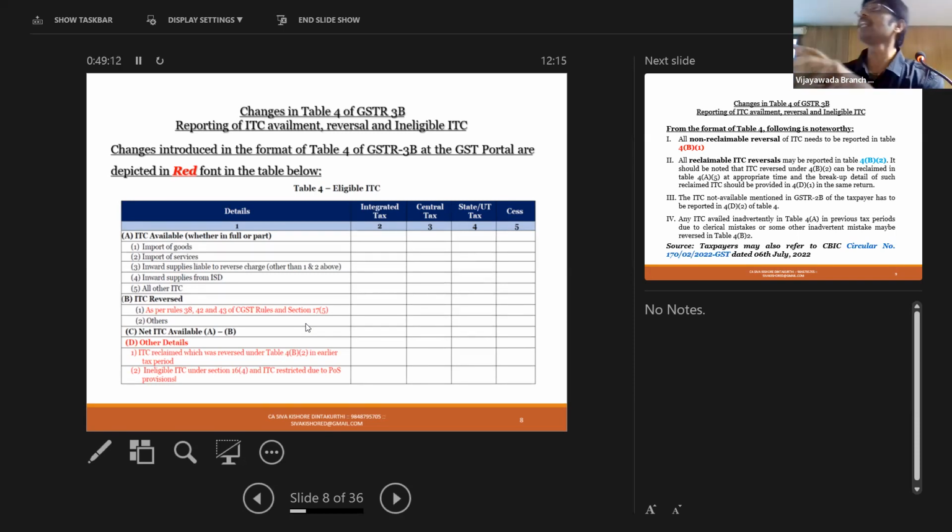Yes, sir. Even in your books of account also, you have to punch the entries. You cannot simply play with the 3B. Simultaneously, your books of account also should be designed in such a manner that it matches with 3B. So if an invoice of 17.5 comes in 4A5 through 2B in 3B, then what you are required to do? First, avail in 4A5 and reverse in 4B1. Am I right? Permanent reversal.